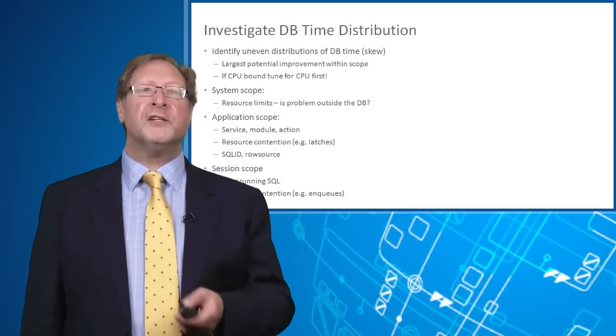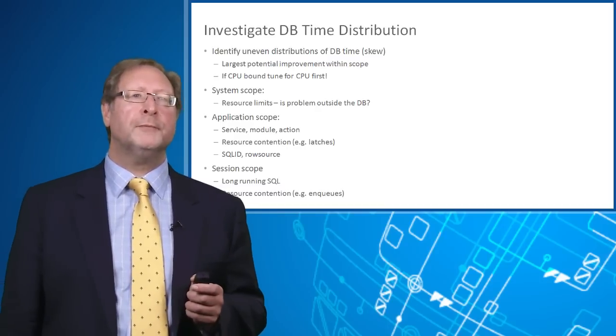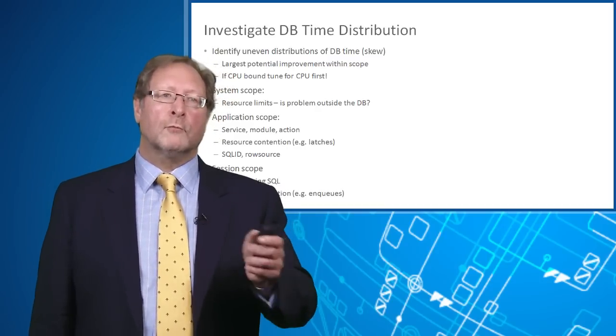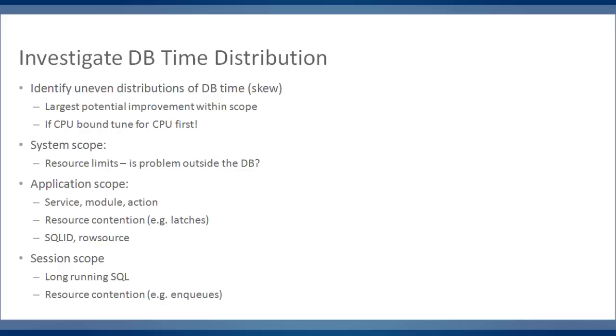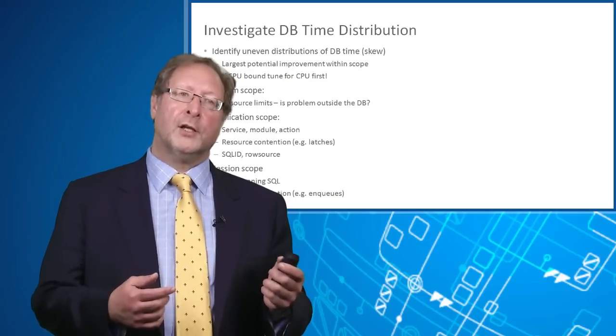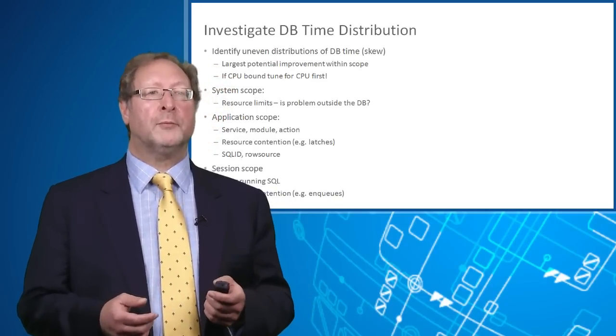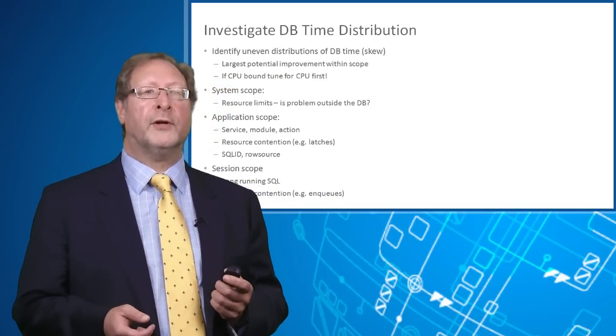Okay, so when you're investigating database time distribution, depending on the scope that you're looking at, you will be looking in different places. If you're looking at individual sessions, for example, you will probably be looking at ASH data, because the AWR data, averaged out over all of the system, is unlikely to be showing you enough information about what an individual session is doing.